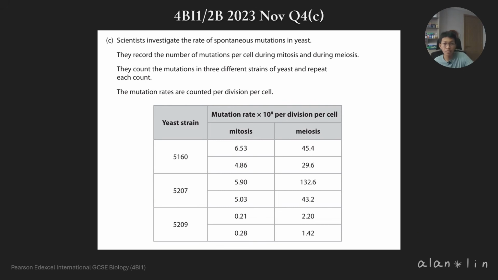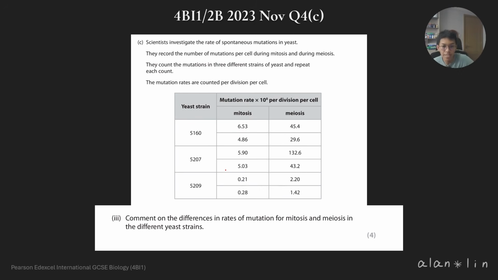And let's take a look at a sample question from 2023 November paper 2. And this is an investigation on spontaneous mutations in yeast during mitosis and meiosis. Here we have tested the mutation rates for 3 different strains, and they are repeated twice per strain per type of cell division. And here's the question. It says, comment on the differences in the rates of mutations for mitosis and meiosis in the different yeast strains.